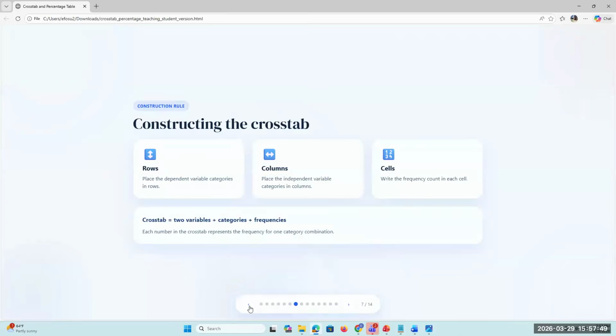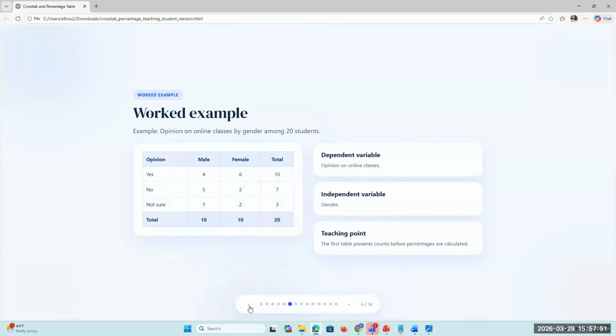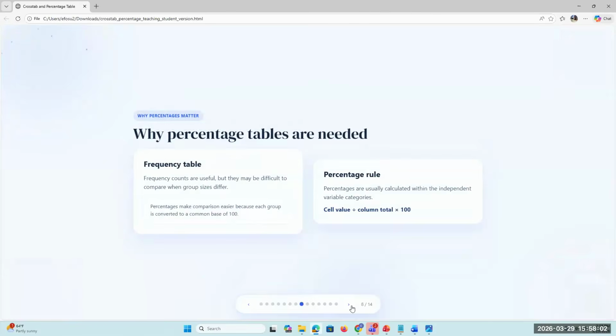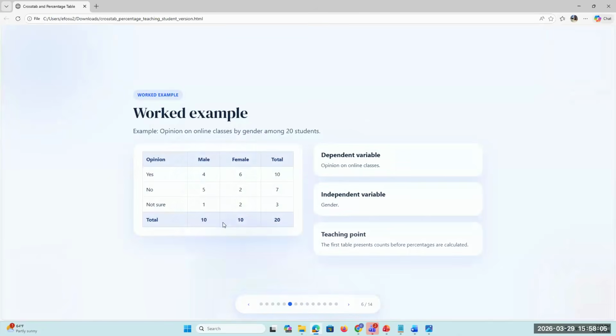So what I'm trying to say is that when we are trying to find the percentage, the rule is that we take the cell value. The cell value is the values that have been given to you in the question. Our values here are 4, 6, 5, 2, 1, 2. Do you see the values now? Good. So I want you to understand my thought process.